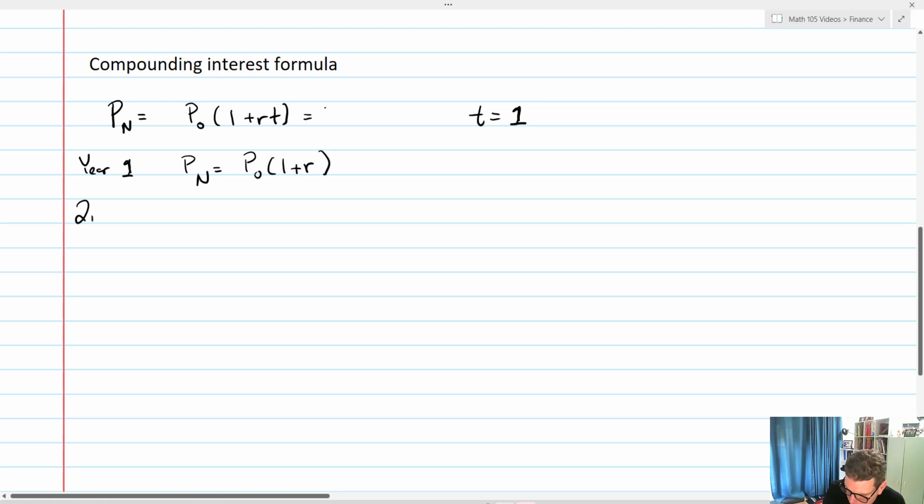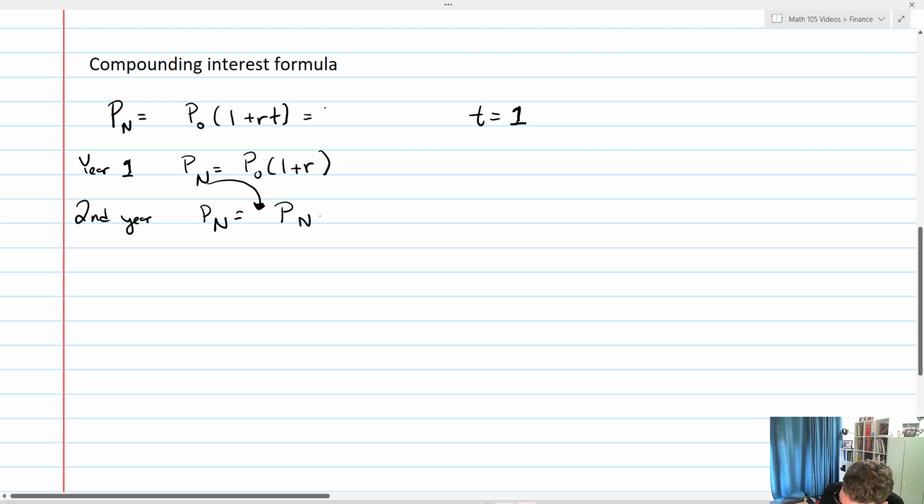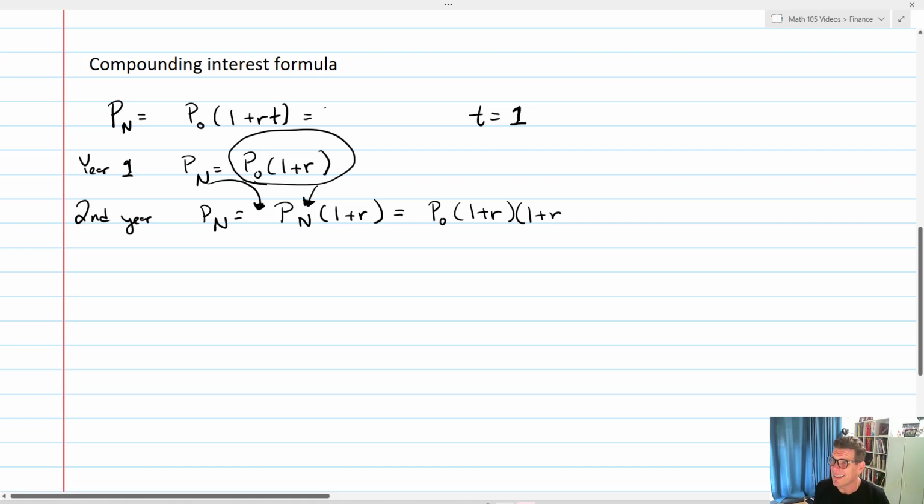Now, for the second year, we're going to get Pn, and this Pn is now our new value. Remember, we took the amount of money that I had at the end of year 1, and that became my new principal. So that's going to be Pn, and then we're going to multiply that by 1 plus R, right? We're going to use the equation, and again, we're going to utilize that t equals 1, because we're going to do this every year. So if I replace this, I'm going to let this be P naught times 1 plus R times 1 plus R. All I did was plug in P naught times 1 plus R for Pn, because that's the old number.